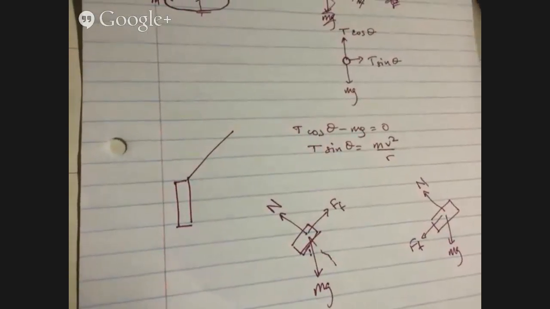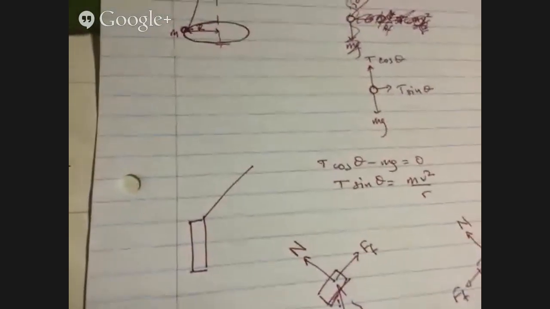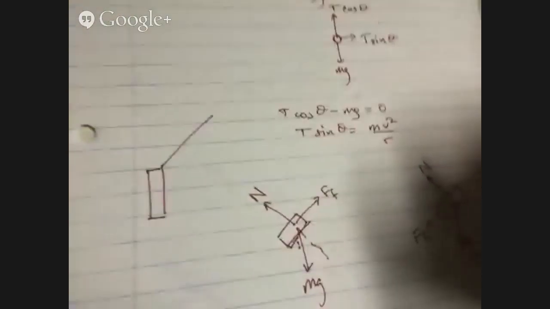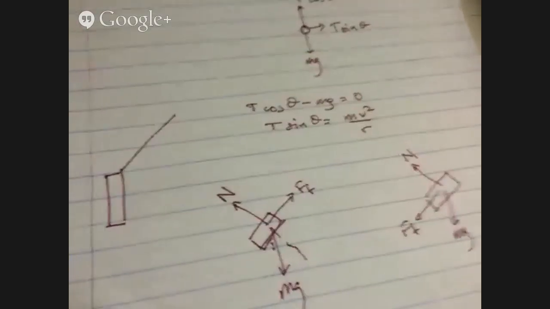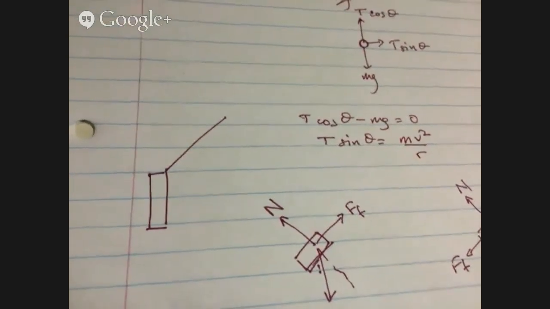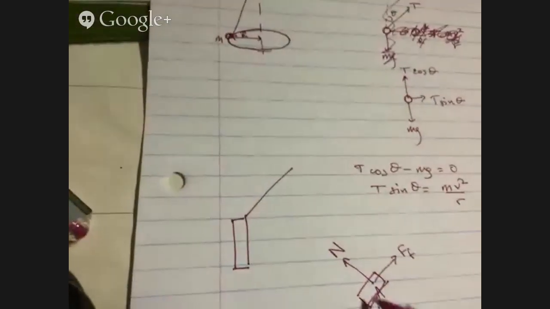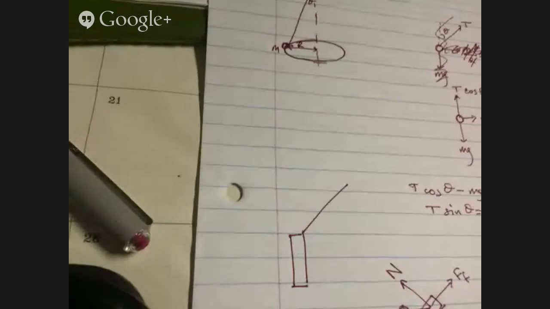Which way would I want to resolve the forces? Should I just make my axis the F and the N? Which direction is the centripetal acceleration in? Is it horizontal, vertical, along the plane? Right, horizontal. So it is easiest to resolve forces in that direction.